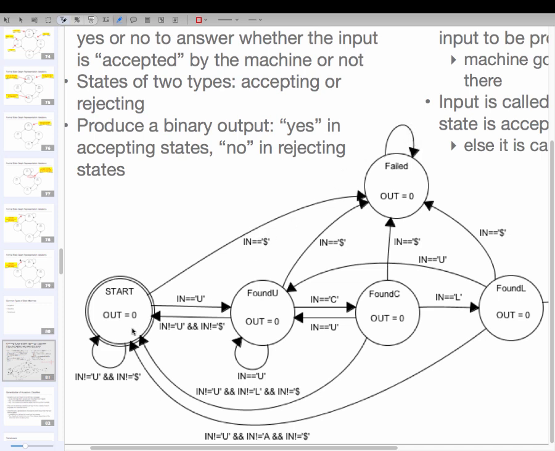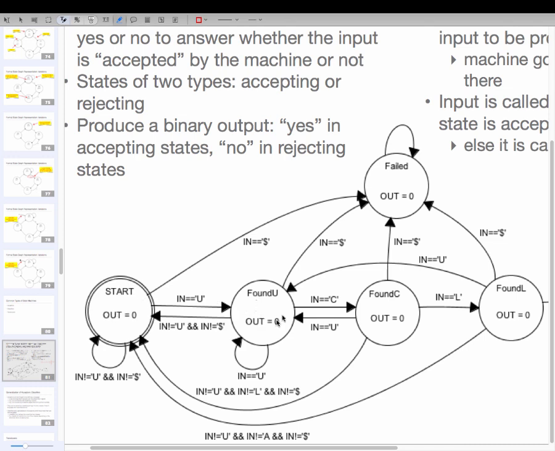Going back to my start state, if I see the letter U, so that I have labeled as n equal U, then I'm going to go to a state which I have called found U. So what has happened is now I have said there's a potential start of a UCLA pattern. I have found the U. So that's this state. And if neither one of these conditions was true, I'm going to stay put in the start state.